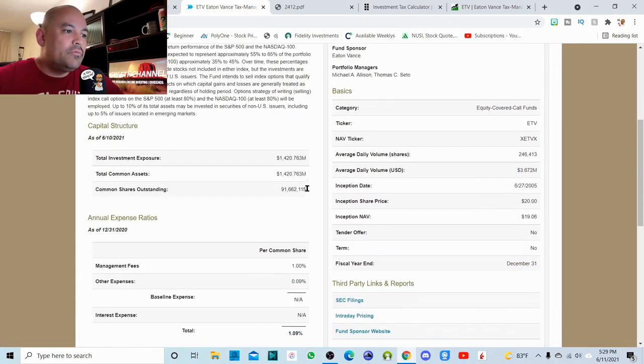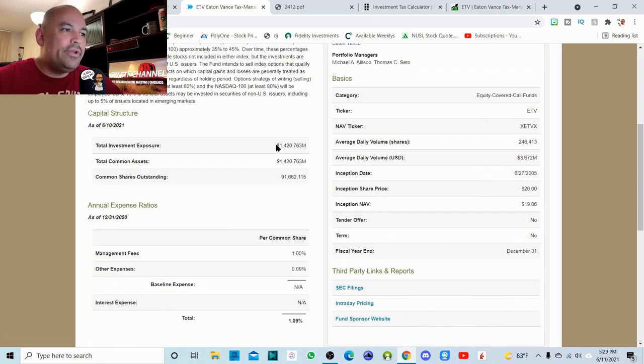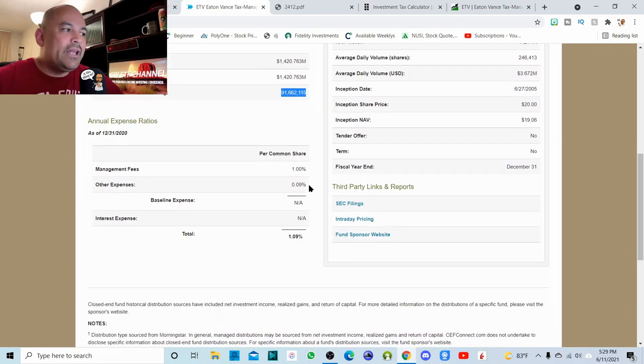Now, this fund does have $1.4 billion in assets, so it's not a small fund, which is good. It has 91 million shares outstanding. It has an expense ratio of 1.09. Yes, 1.09. That's net of the distribution, by the way. So not only did they pay roughly 8% in distributions throughout the years, they've done it while taking a 1% management fee as well.